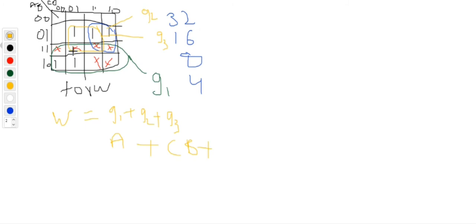Next, in G3, this group. When we check this group, we get 0 1 and 1 1. Taking 0 1 and 1 1, 1 is common, so we get B here. Next, when we check the top, we get 0 1 and 1 1, and from that we get D as common. Now we can write this as BC plus BD. If we take B common, we get B times C plus D. Keeping this aside, this is the K-map expression for W.